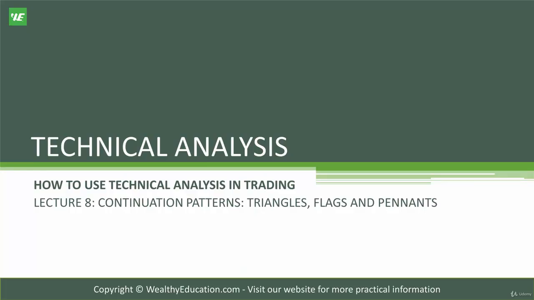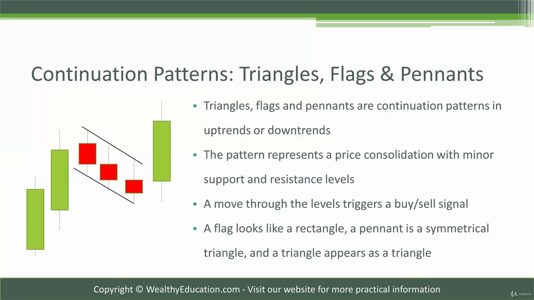Today we're going to be talking about continuation patterns, and we'll be focusing on triangles, flags, and pennants. Triangles, flags, and pennants are continuation patterns in either an uptrend or a downtrend. Our graph to the left shows a flag continuation pattern in a bullish uptrend. The pattern represents a price consolidation with minor support and resistance levels. We can use these support and resistance levels as buy signals in the trend.